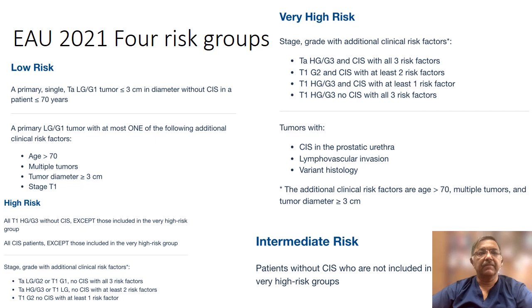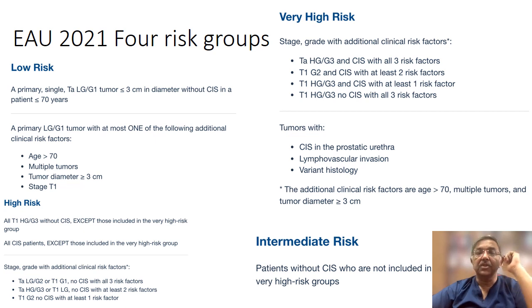become high risk, and intermediate risk is somewhere in between low and high risk. Whereas a very high risk patient is TA high grade with CIS and all 3 risk factors. The risk factors are age greater than 70, multiple tumors, tumor diameter of greater than 3 centimeters, and stage T1. The T1 G2 tumor with CIS, at least 2 risk factors, T1 high grade, and so on.